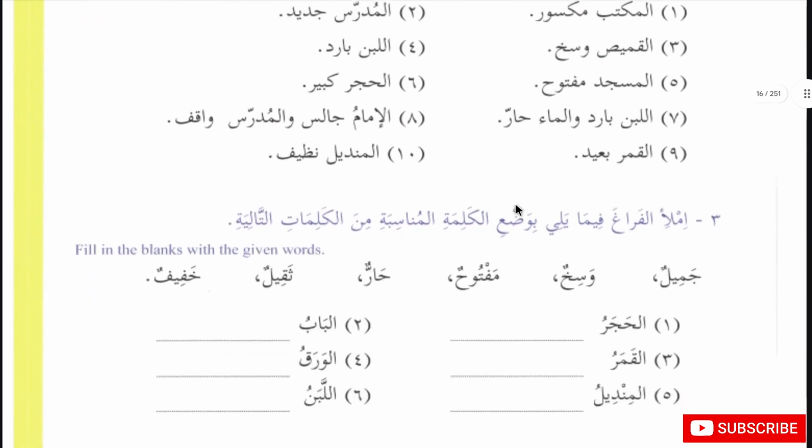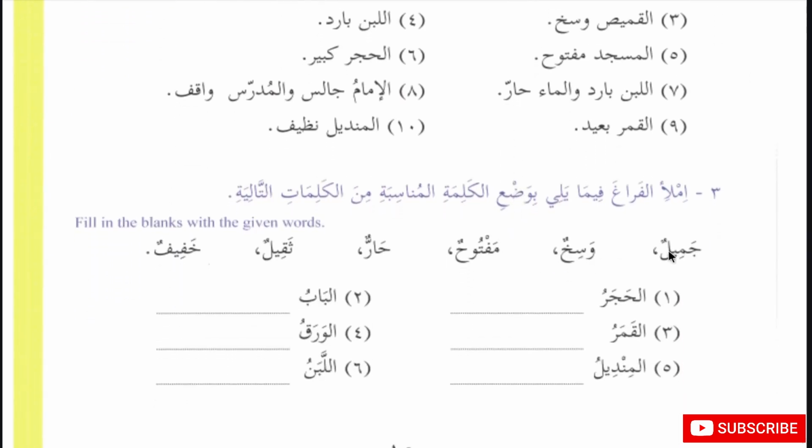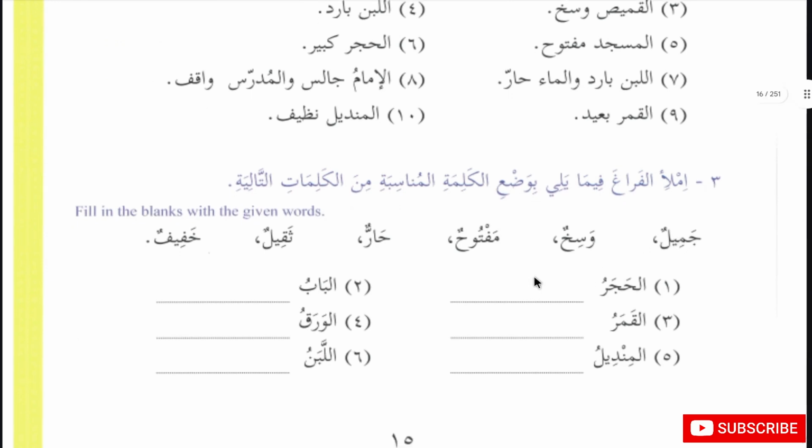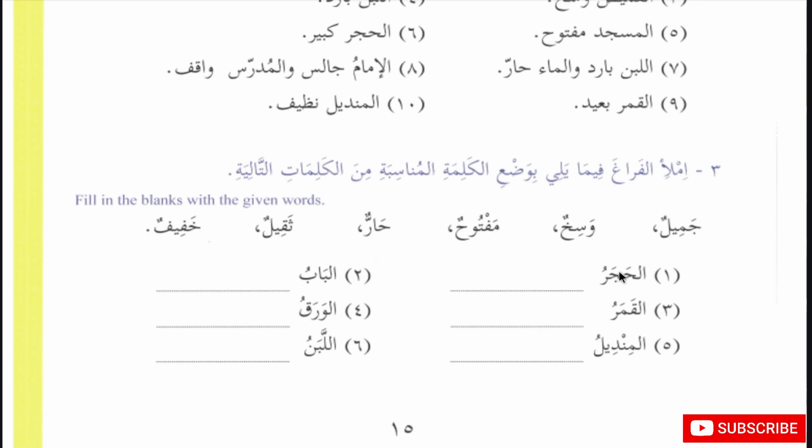With the harakat. Here they want you to match all these adjectives with these nouns. So we'll start with one or two. Al-hajaru, the stone is, we could say, thaqil, heavy. Al-qamar, the moon is jamil. Al-mindilu, the mindil is wasikh, dirty. Al-babu maftuh, it's open. Al-waraqu, the paper is khafif, light. Al-labanu, the milk is hot.